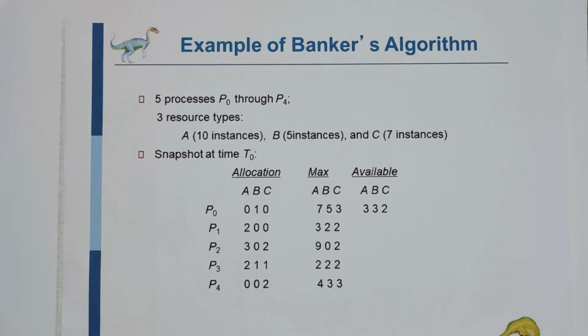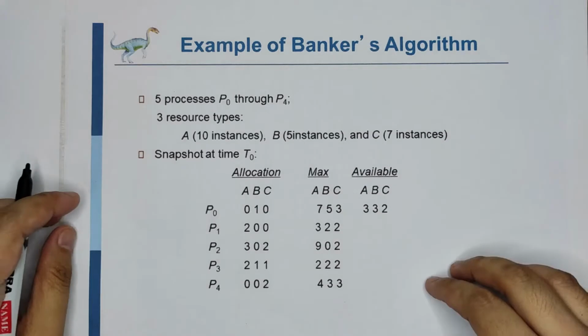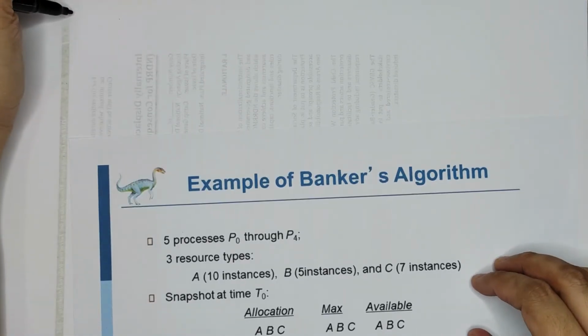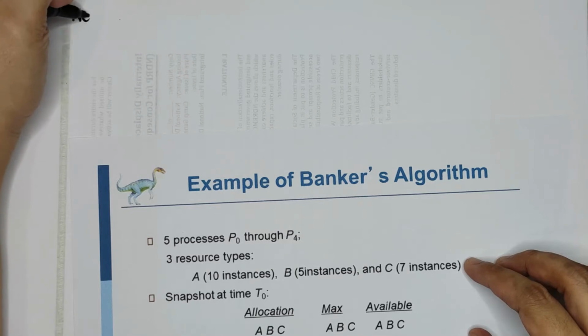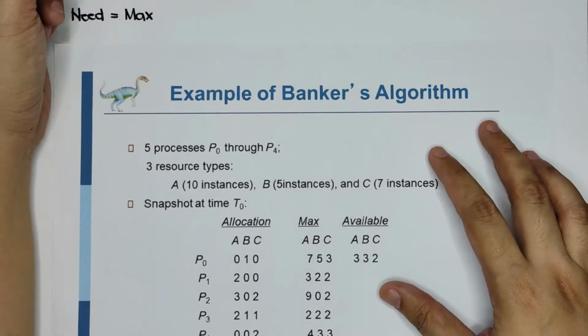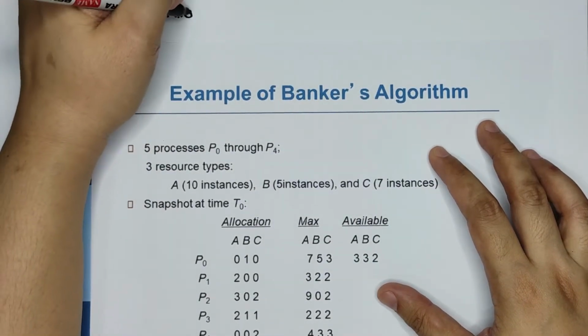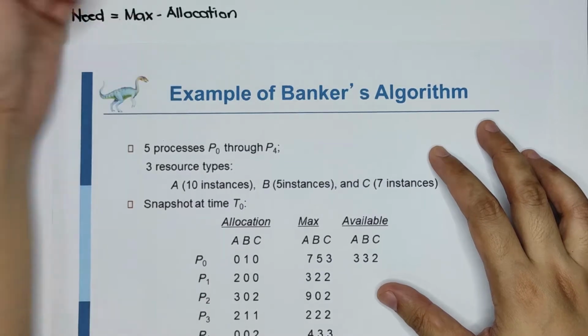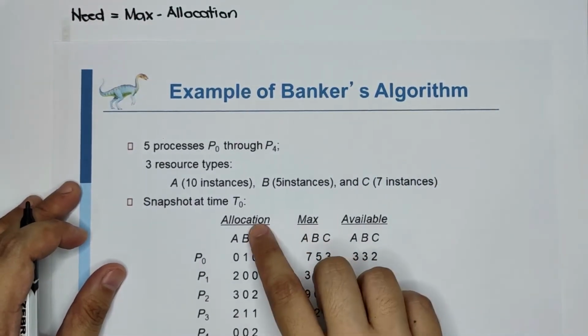Before we start, how are we going to determine if this set of processes is safe while executing? First, let's derive the matrix need. Need is equal to max minus allocation. So, max minus allocation.